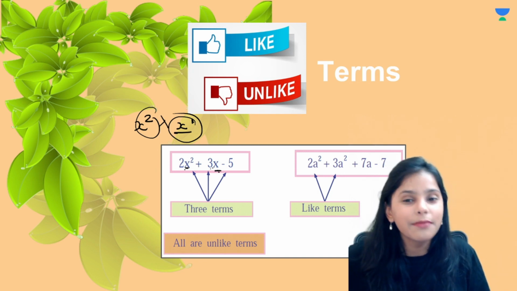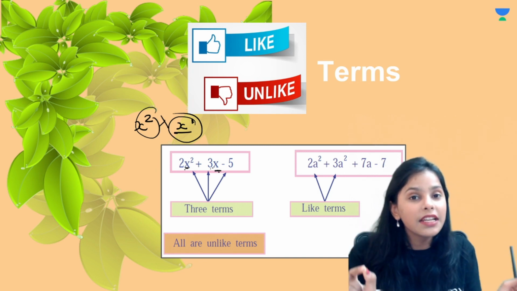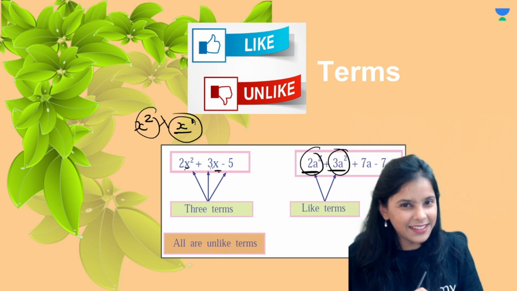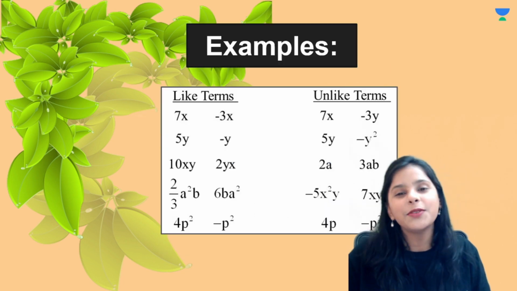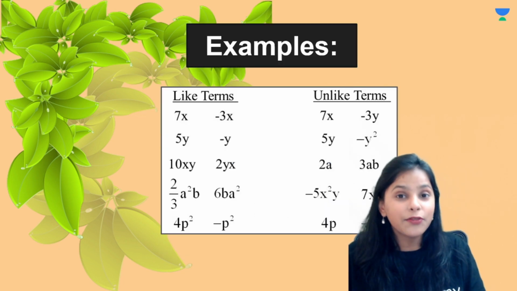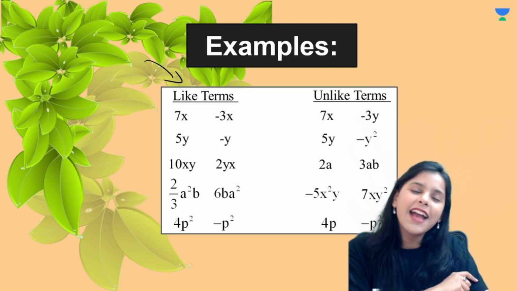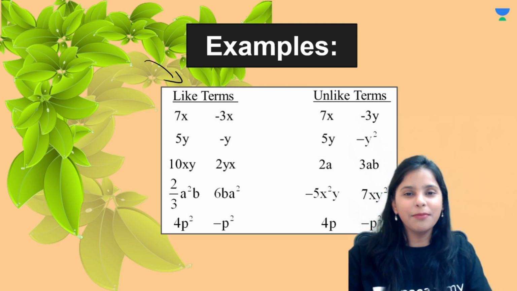Now what are like terms? Terms where you have the same degree and the same variable. So for example 2a square and 3a square are like terms. Alright, I hope it is clear to you all. Here we have some examples for like terms and unlike terms. You all can look at this very carefully. Pause this video for a minute and you are good to go for the examples part.